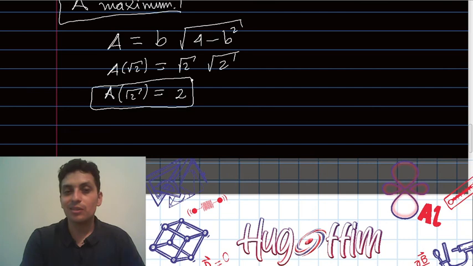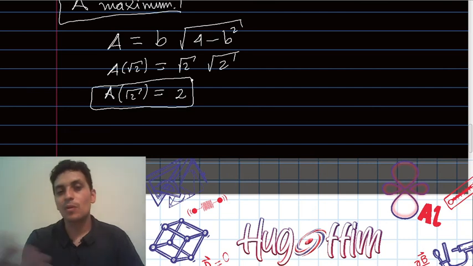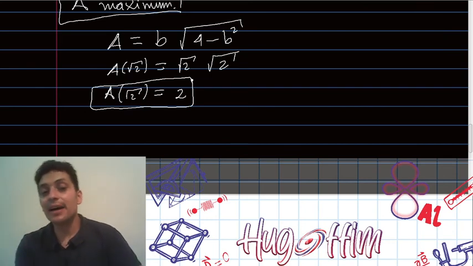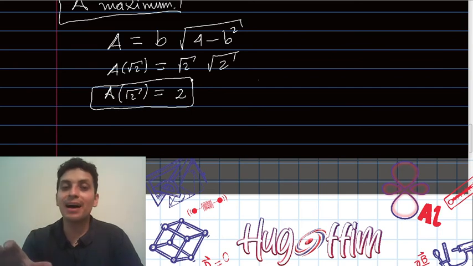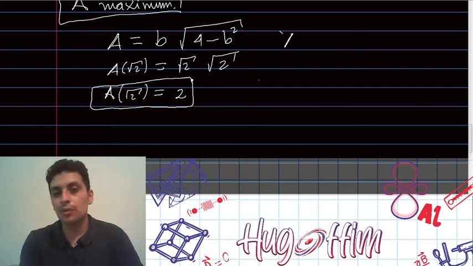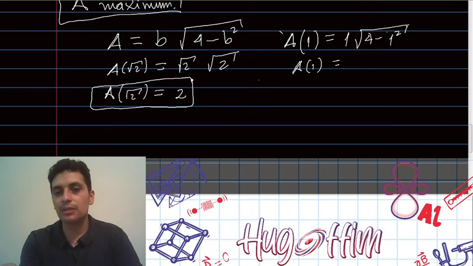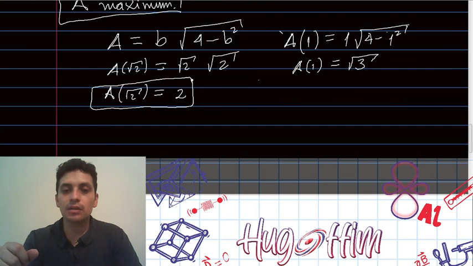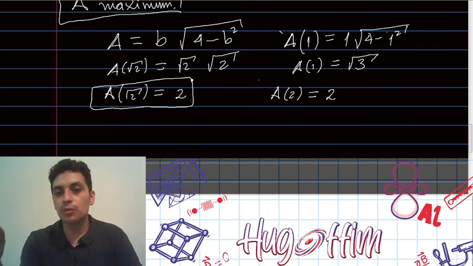Now, what's going to be the area for a value that is closer to root of 2? So we're going to set it for b equals 1. So b is 1, root of 4 minus 1 squared. So we got the area is going to be root of 3. Okay, and now we're going to find out what happens if b is 2. If b is 2, we have 2 root of 4 minus 2 squared. We got 0.